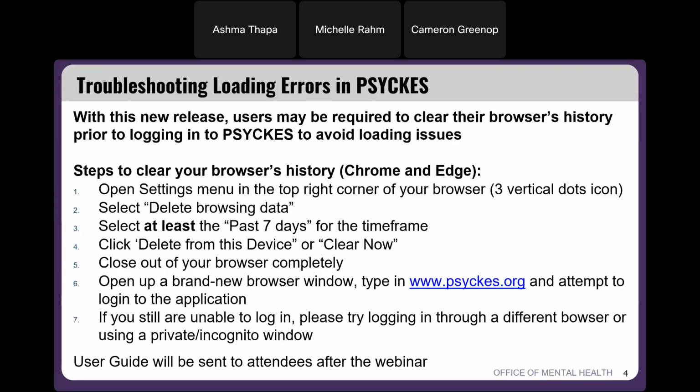And then we recommend closing out of your browser completely and opening up a brand new browser window. Then you would just navigate back to PSYCKES and attempt to log in again to the application. If you're still experiencing issues, just try logging in again using a different browser or a private or incognito window. And we do have a user guide with some screenshots that we'll make sure to send to everybody after the webinar as well. But if you continue to have issues, even after trying both of these troubleshooting steps, just feel free to email us at PSYCKES Help, and we can help navigate through a way to fix that for you.